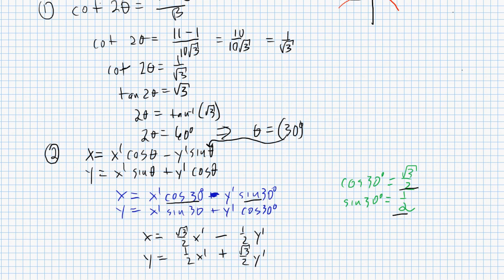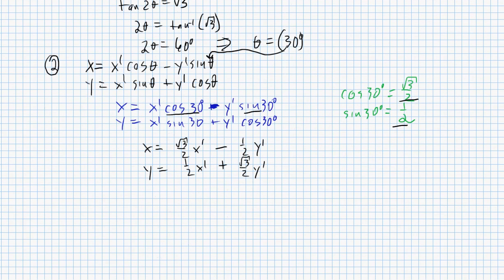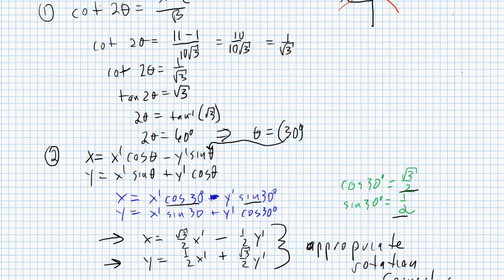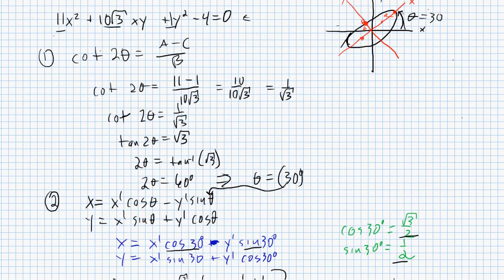Now, here's the thing. If you've got a problem in your homework, and some of your homework problems are like this, that only ask for the rotation formulas, then you're done. This is the answer. These are, as our book puts it, the appropriate rotation formulas. Now, if you're supposed to go further and actually determine what the equation of the rotated conic is, you'll take each of these, the x and the y, and substitute those back up into the x and the y spots up here.